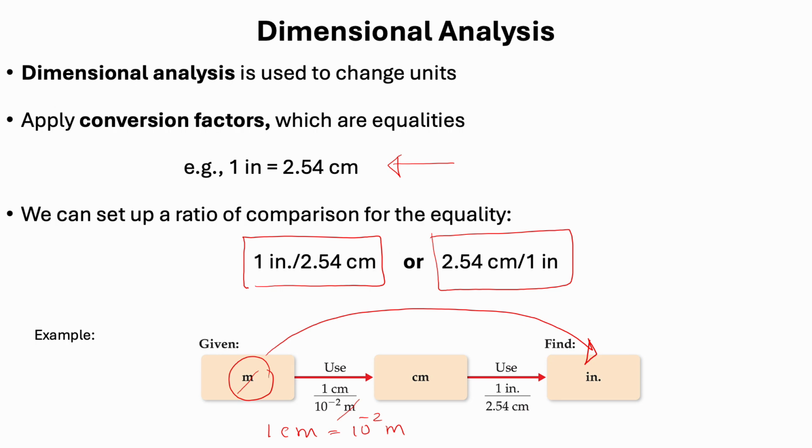Now you are going to convert centimeters into inches. We know 1 inch equals 2.54 centimeters, and in this step we need to cancel out centimeters. Therefore 2.54 centimeters we use as the denominator and cancel out units here, and you will get the answer in inches.